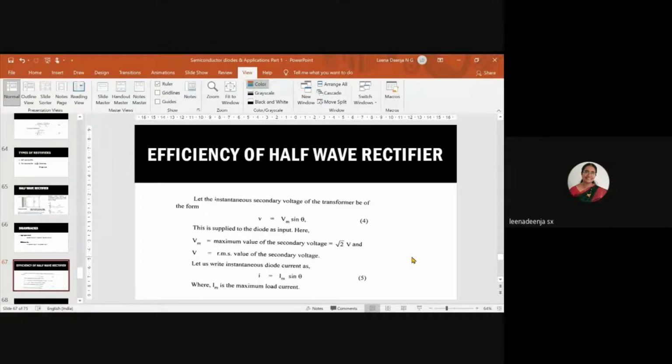And that is equal to √2 into V. ഈ എക്സ്പ്രഷൻസ് ഒക്കെ പഠിച്ചു പോവുക. Vm equal to √2 into V, where V is known as RMS value of secondary voltage. Vm ആണ് maximum voltage possible across the secondary. That is given by √2V. ഇനി V എന്താണ്? RMS value of secondary voltage.